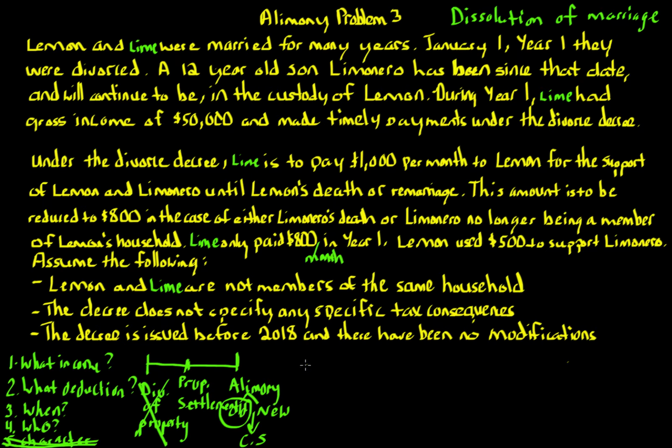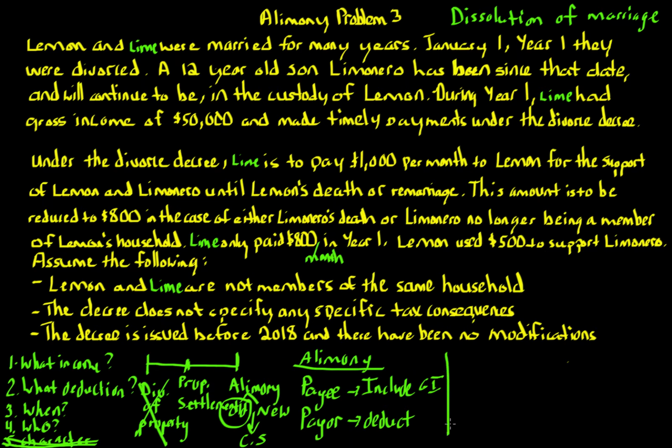Under the old law, alimony to the payee spouse is included in gross income. To the payor spouse, it's deductible, and it's an above the line deduction. The payee here, by the way, is Lemon. The payor is Lime. So that's really the tax consequences potentially that we have here.